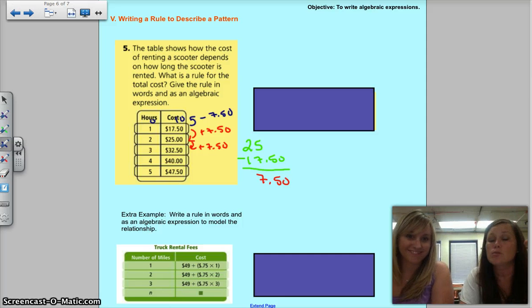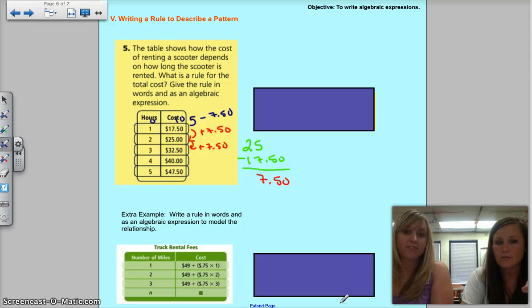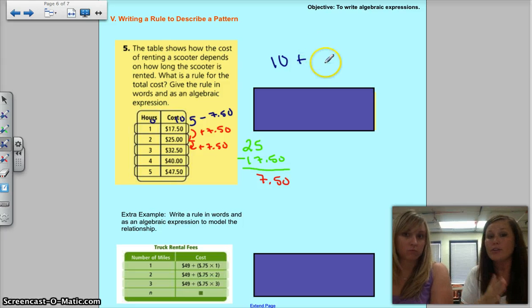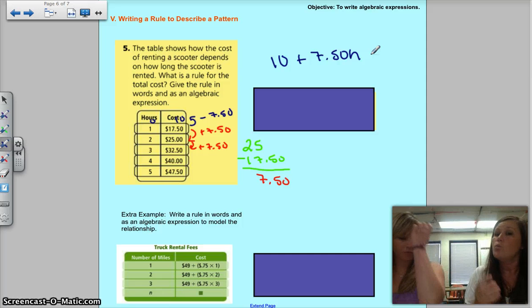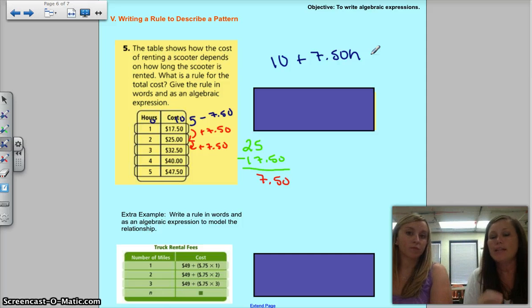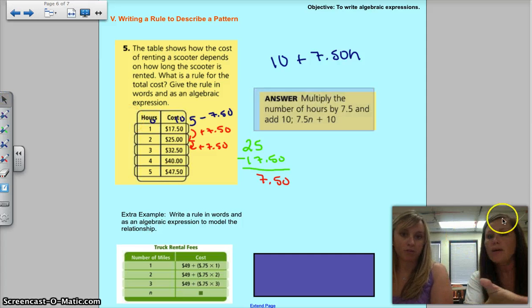All right, so it's $10 plus, right? Because it starts at $10, and then I'm adding $7.50 each hour, so that's $7.50 times hours, plus that initial fee. Now we said that in words, so we would say $10 plus $7.50 per hour. And then there's our algebraic expression, right? Oh my gosh, we did awesome.